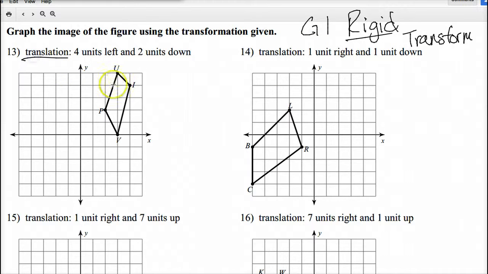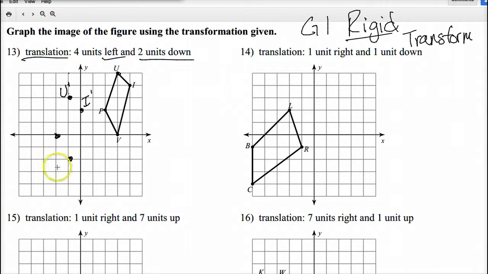So again, when we're looking at this translation, it says 4 units left, then 2 units down. I got 4 points here, and I could do each of those just by moving 1 point at a time. So 4 units left, so I'm going to take this U, go 1, 2, 3, 4, and then 2 down. 1, 2. So there's my new U, U prime. And then I would do the same thing, 4 units, and then 2 down. So there's my I prime. And then P and V.